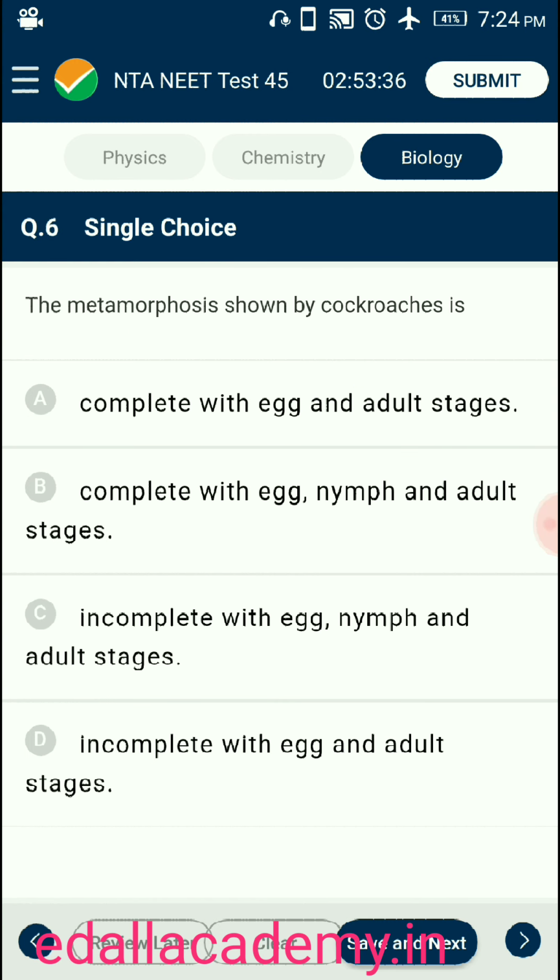Question number 6. The metamorphosis shown by cockroaches is: metamorphosis is of two types, complete and incomplete. Incomplete metamorphosis in insects is characterized by an egg which goes through several nymphal stages to form an adult. In each nymphal stage, a small version of the adult gets slightly bigger with age. This type of metamorphosis is a characteristic feature found in cockroaches. So the answer for this question is option C, incomplete with egg, nymph and adult stages.